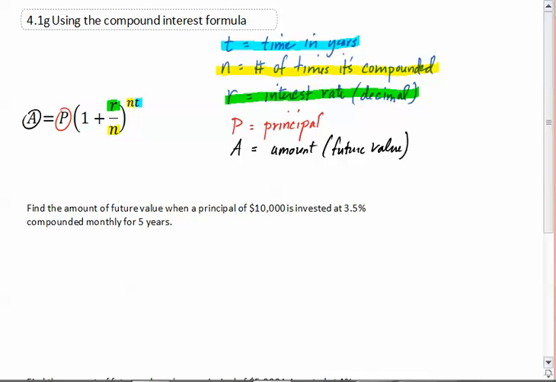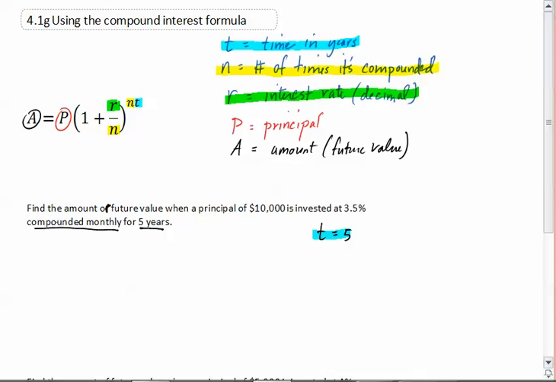Okay, so let's take a look at an actual problem, and we'll plug in these numbers and use a scientific calculator to help us find the answer. Find the amount, or future value, when a principal of $10,000 is invested at 3.5% compounded monthly for 5 years. So let's start to list our information. Time is 5 years. Let's highlight it. All right, let's see what the compounding is going to do.